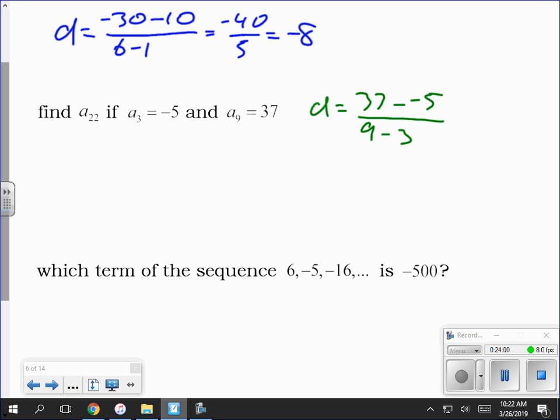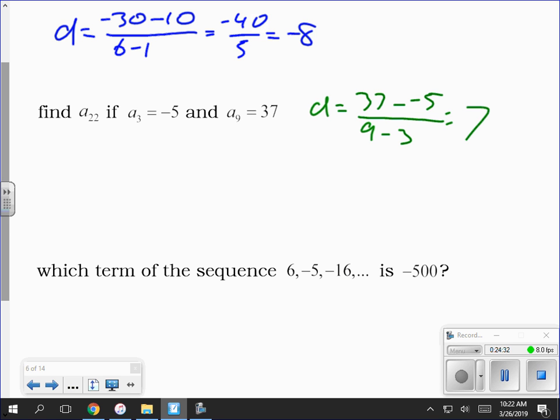Okay. 37 minus negative 5, that's 42. 9 minus 3 is 6, 42 divided by 6 is 7. Now I got a couple of choices here. I actually have lots of choices here. And how to do this. If I want to, I could just take 7 and add it repeatedly until I get up to the 22nd term. That'd be no problem, right?